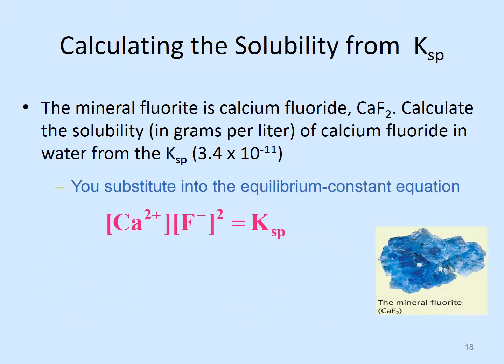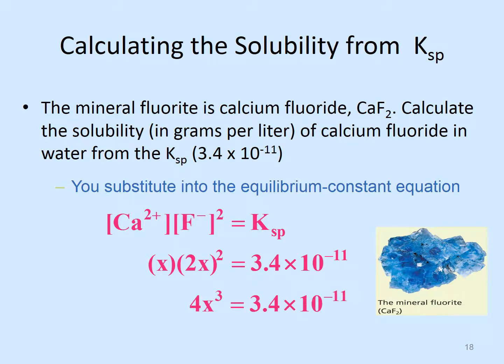All right, now we can substitute it into our equilibrium constant equation. So we know that calcium is X, we know that fluoride is 2X, and we know that Ksp is 3.4 times 10 to the minus 11th. So X times quantity 2X squared, again be careful with your math, equals 3.4 times 10 to the minus 11th. So 4X cubed equals 3.4 times 10 to the minus 11th.